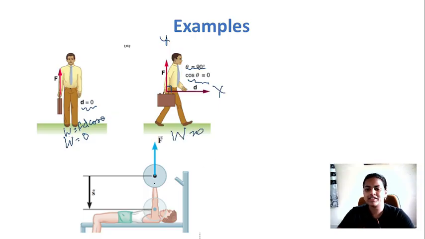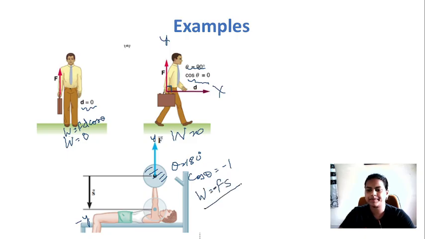A man is lifting a weight. The force he is applying is in the y direction and the displacement is happening in the minus y direction. So the angle between force and displacement is 180 degrees in this case, and the value of cos 180 degrees is minus 1. Then we can write the work in this case as Fs with a minus sign.